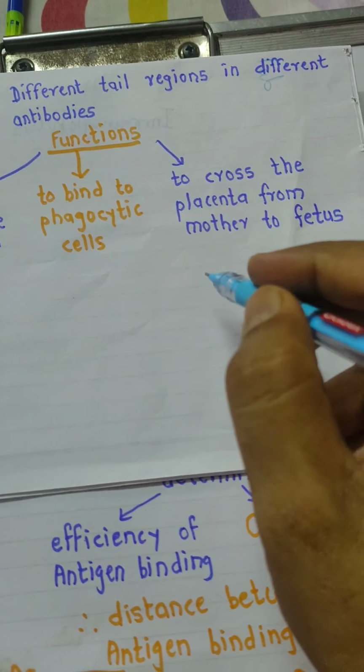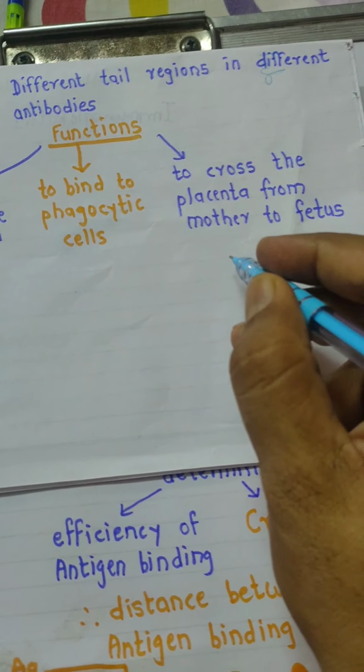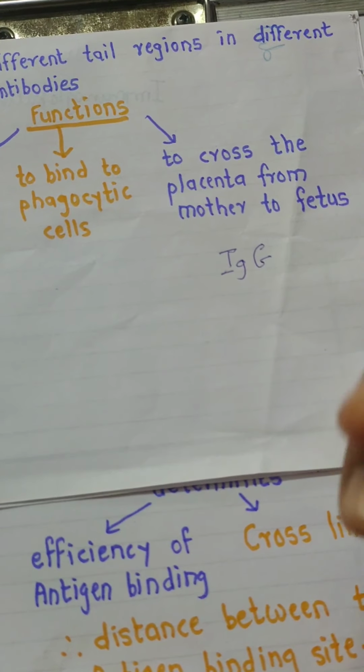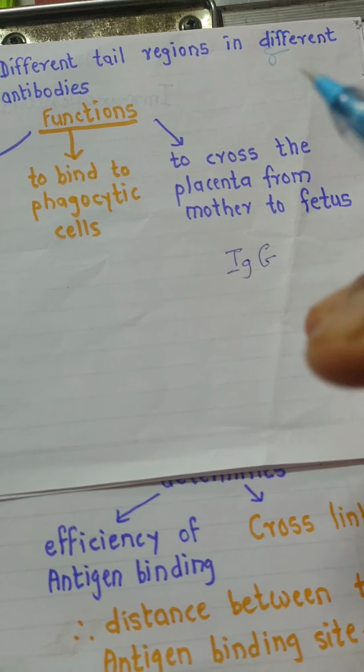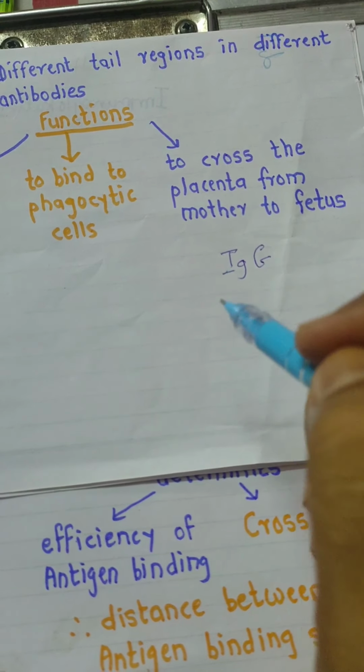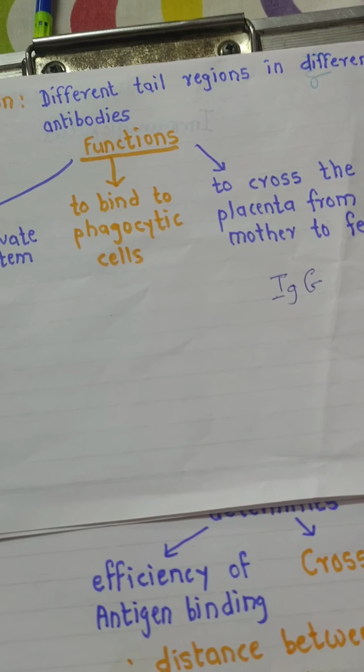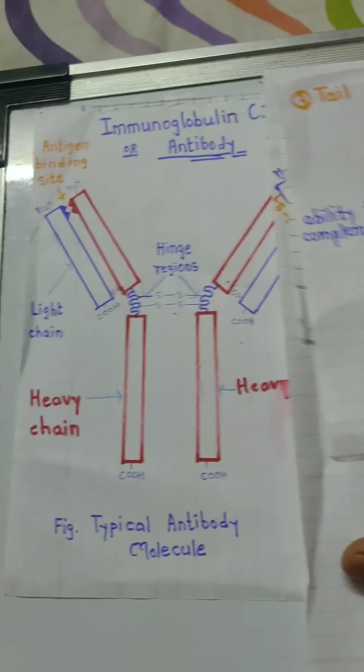Among the five different types of immunoglobulin, the IgG antibody can cross the placenta, meaning it can travel from the mother to its fetus. So this is about the typical structure of immunoglobulins.